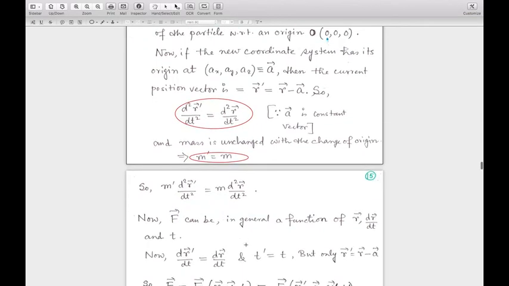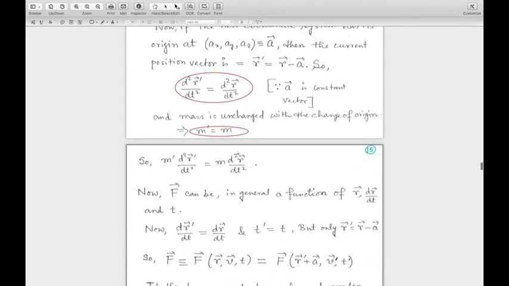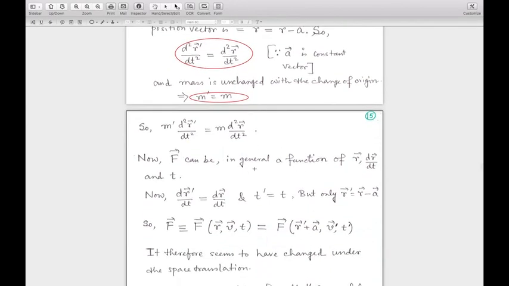Okay, so the left hand side of Newton's second law is basically the same before and after the transformation. Now whether the right hand side is equal or not, we don't know. So this is the F, and F can in general be a function of r, dr/dt, which is the velocity, and time explicitly. Now we know as a is constant, dr'/dt is equal to dr/dt, no problem. t' is equal to t because nothing affects the time here. But the r' is now r minus a.